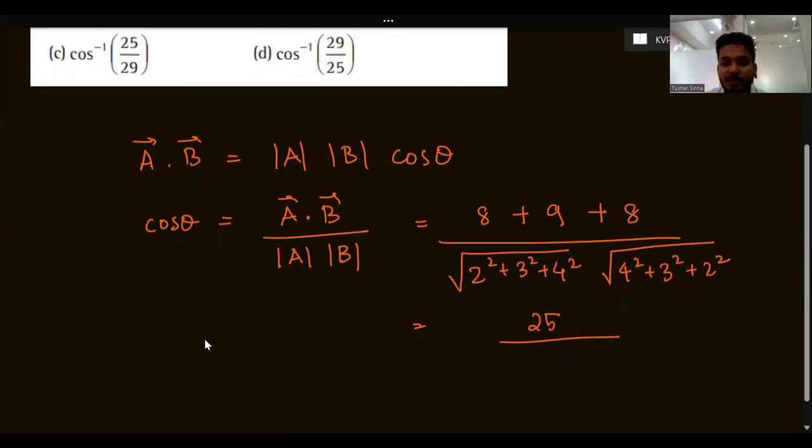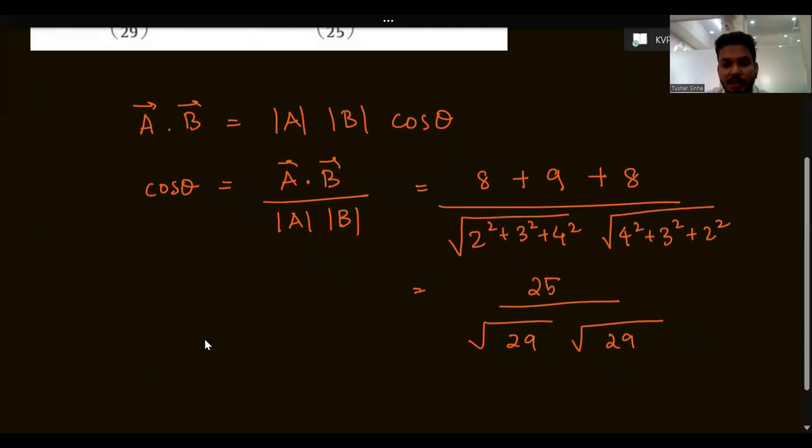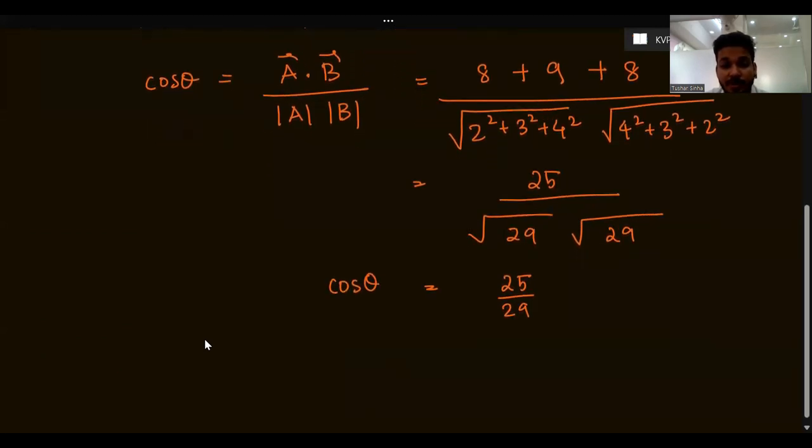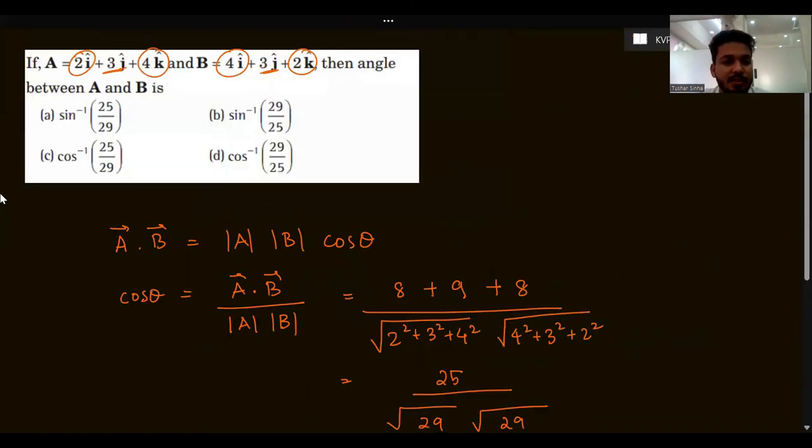In the denominator, the first one would be 2 square is 4, so 4 plus 9 plus 16, which is 29. Under root 29 again, because this is again 4 square, 3 square, 2 square. So if I add all of them together, the simplified form would be 25 by 29. So cos theta comes out to be 25 by 29. Theta is cos inverse of 25 by 29. No need to find this, just write it like this, cos inverse 25 by 29. I think it's one of the options. Yes, C is the correct option in this one.